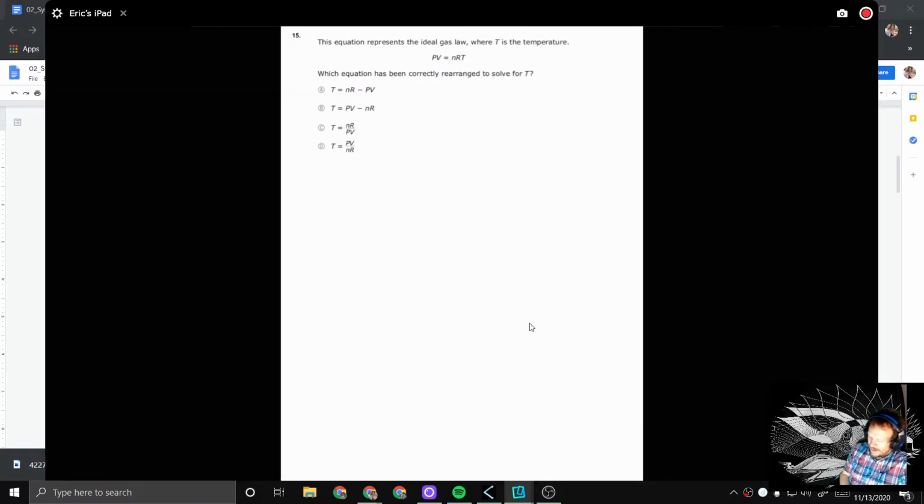Good enough. This equation represents an ideal gas law where T is the temperature. Oh, fun. A crazy equation with how many? 1, 2, 3, 4, 5 variables in it? That seems like too much fun. And the only one we know what it means is T? Okay, fine. They just want us to solve it for T. Okay. PV equals nRT. Let's solve it for T.